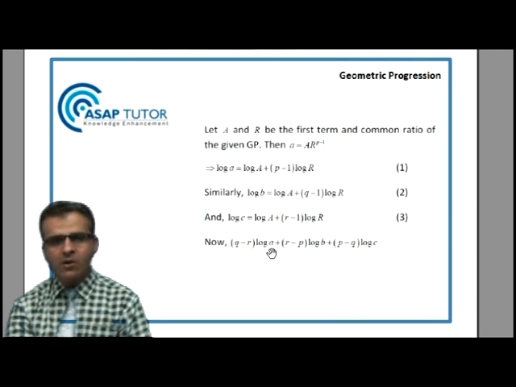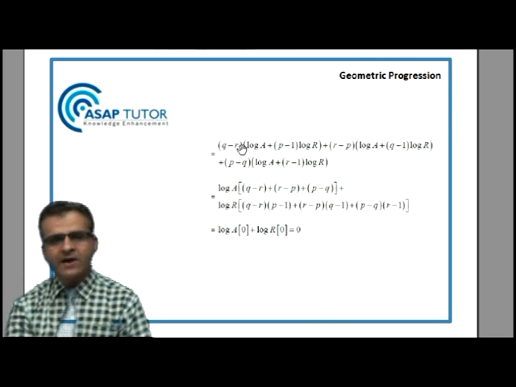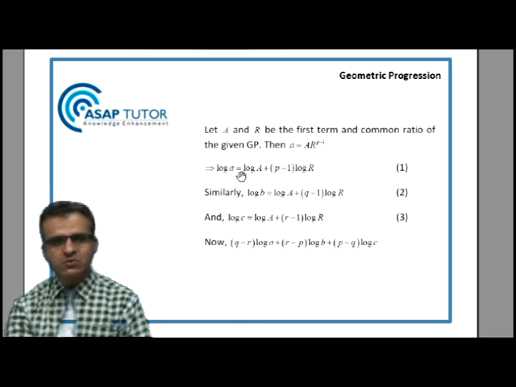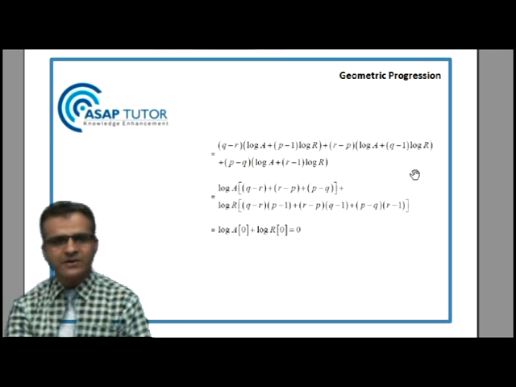So (q − r) log A + (r − p) log B + (p − q) log C will be equal to (q − r) in place of log A. Log small a, we substitute this value, log small b we substitute this value, and after substituting we get this expression. Now from here log a and log a we take common, so we are left with q minus r, and from here r minus p, and from here p minus q.